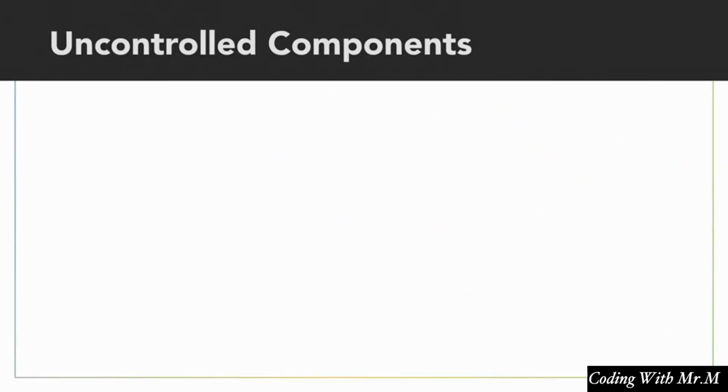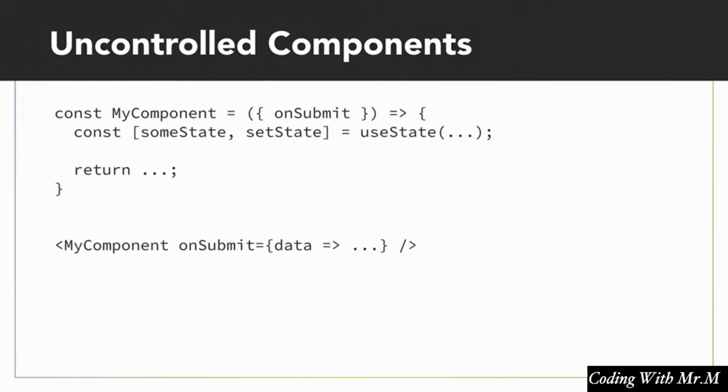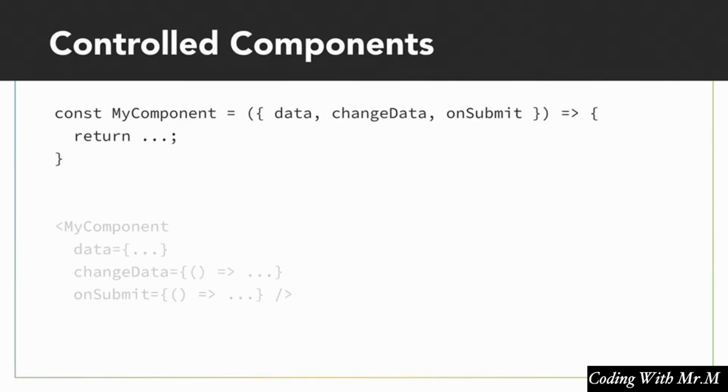For uncontrolled components, more often than not, the component itself, again, is going to be the one that keeps track of its own state. So what this is going to look like, up here at the top, we see that this component has its own useState hook, and the only prop that it's getting passed is this onSubmit prop, which the parent component would pass a function to actually get the values of that component's state when the submit event is triggered.